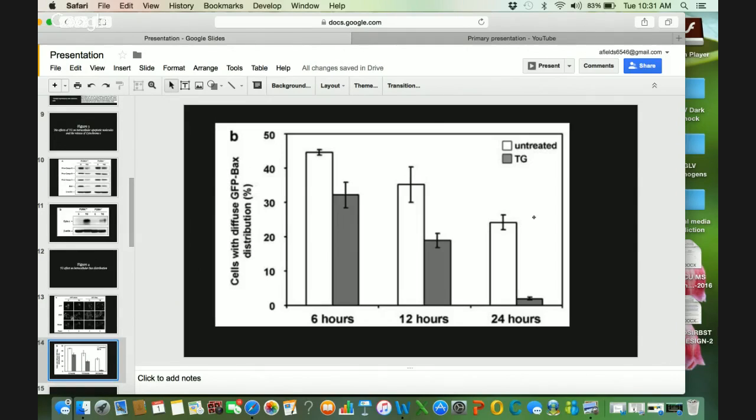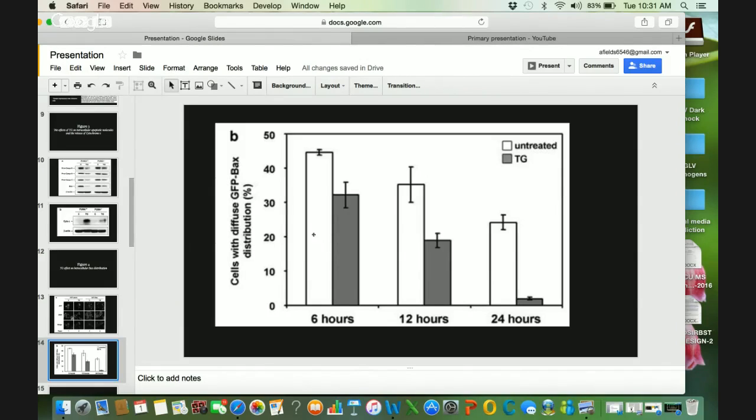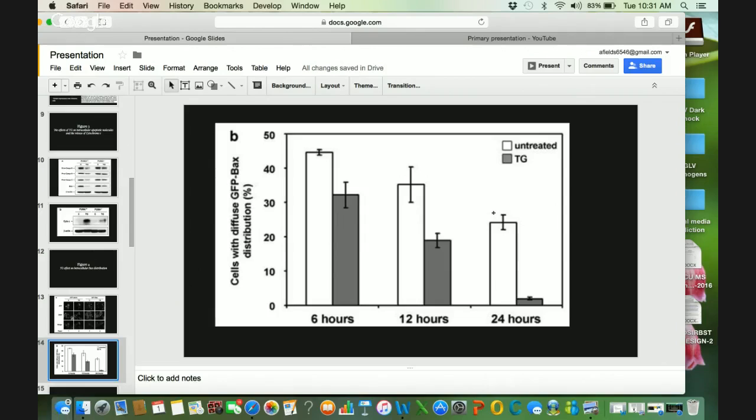For B, this is the TG treated cells. It showed a decrease for the diffusing of the GFP Bax due to the time. So over the time level, the untreated had a higher distribution, but when it started to go more into time, it started to decrease, and definitely for the TG affected cells.